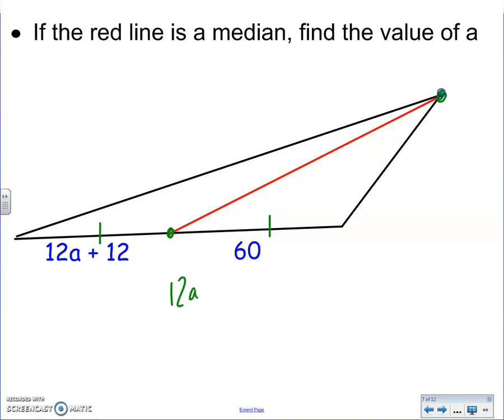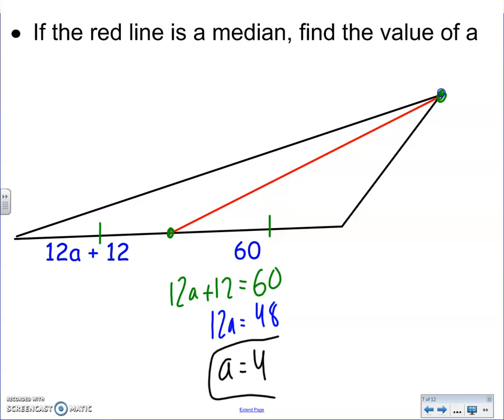Now I can figure out my equation. It's going to be 12a plus 12 equals 60. Subtract 12 from both sides, 12a equals 48. Divide by 12, a equals 4. The question just says find a, so that's good.